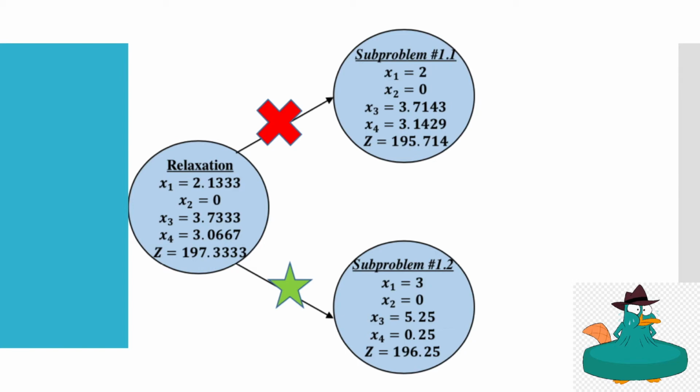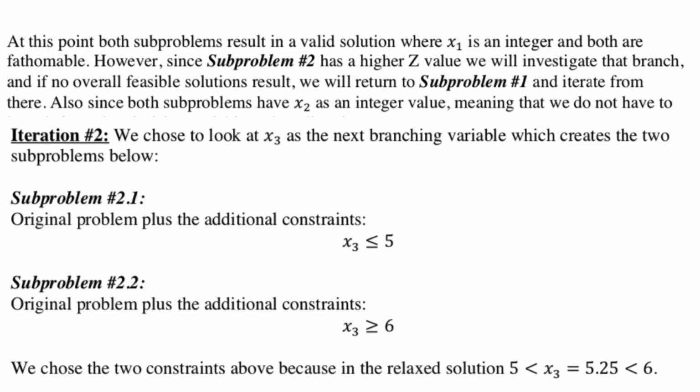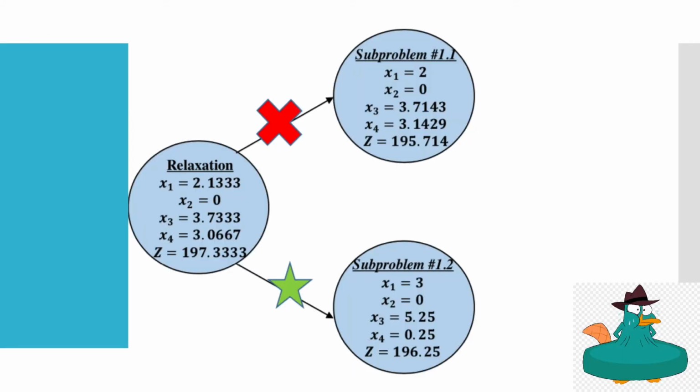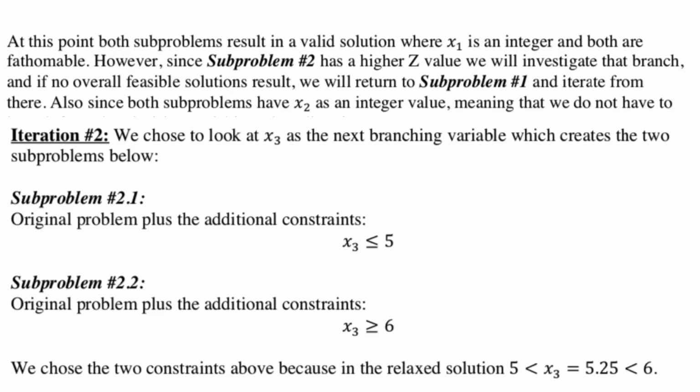For iteration number 2, we now have to look at decision variable x3. We chose to skip decision variable x2 because it was already an integer at value 0. From subproblem 1.2, we can see that x3 is equal to 5.25, so we branch from there and not from the original relaxation. Since x3 was 5.25, we break that up into 2 subproblems, subproblem 2.1 and subproblem 2.2.